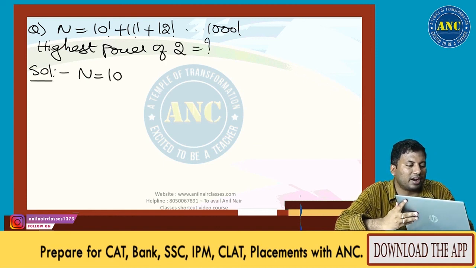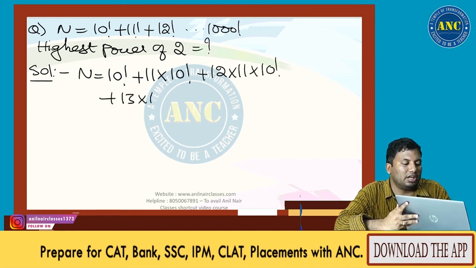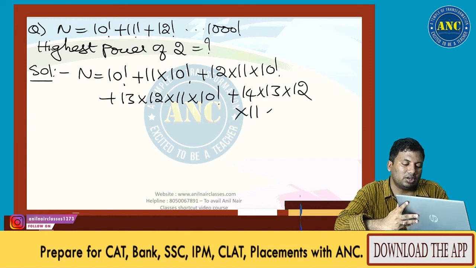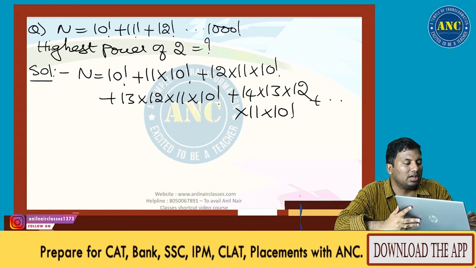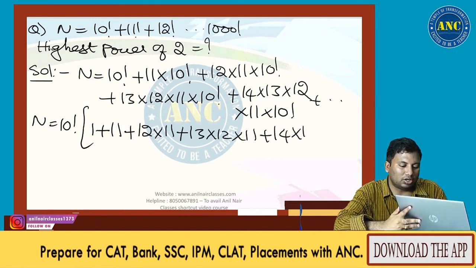N is 10 factorial. 11 factorial is 11 into 10 factorial. 12 factorial is 12 into 11 into 10 factorial. 13 factorial is 13 into 12 into 11 into 10 factorial. 14 factorial is, I will tell you why I am doing it like this, 14 into 13 into 12 into 11 into 10 factorial. If I take 10 factorial common, these become 1 plus 11 plus 12 into 11 plus 13 into 12 into 11 plus 14 into 13 into 12 into 11 and so on.